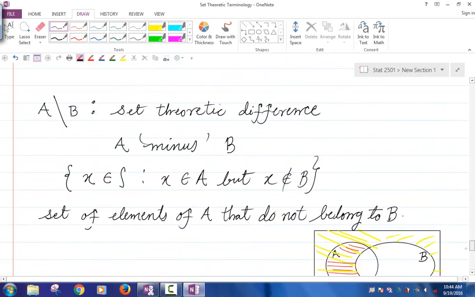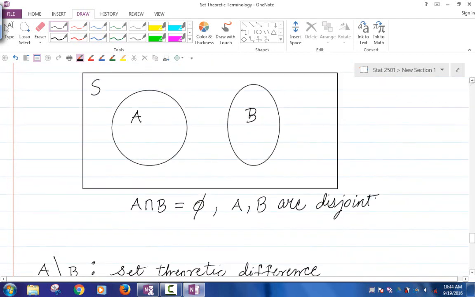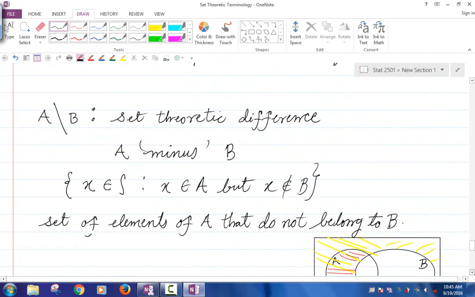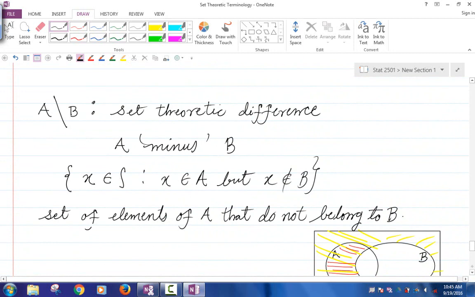Okay, so I don't think we have seen this one yet. Set theoretic difference. A backslash B, right? This is backslash. A lot of the times people just write A minus B. That's a little bit of a confusing notation because negative has a usual meaning to us for real numbers. So that's why you would rather use backslash instead of the minus sign. So what is that? A minus B is the set of all elements X such that X is in A but X is not in B.